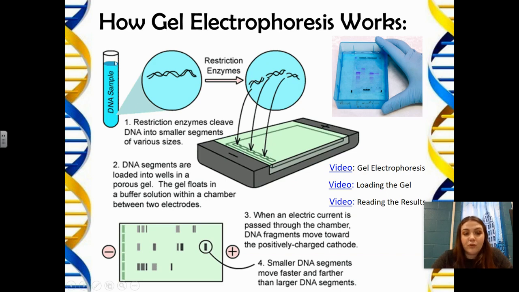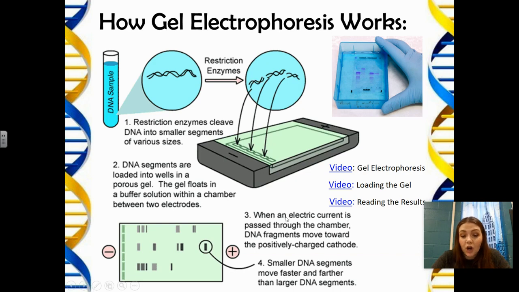So the restriction enzyme. First you have your DNA sample, taken by cheek swab. We mix it with your extraction enzymes, and they cut the DNA into different size pieces based on where they find that code. For example, finding AATT. There are lots of codes that restriction enzymes can look for, but you pick one, and that's what it's looking for. The DNA segments are loaded into the wells in a porous gel. The gel floats in a buffer solution. So there's gel and there's some liquid solution around it.